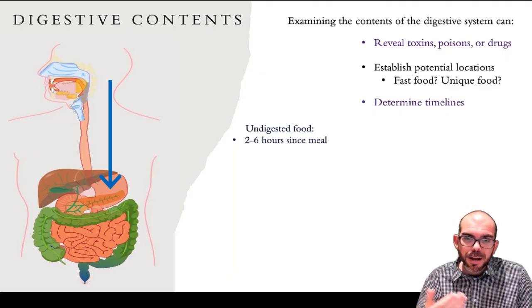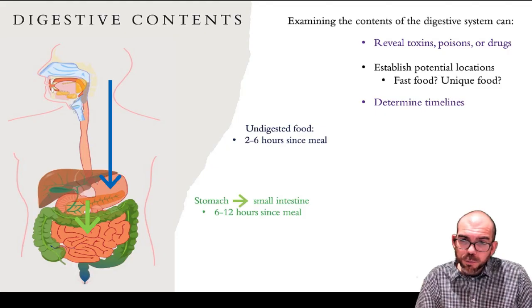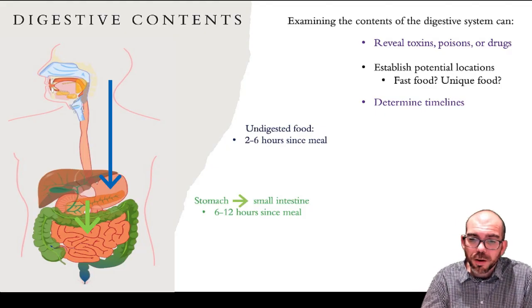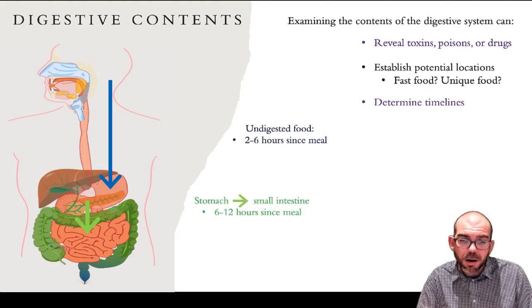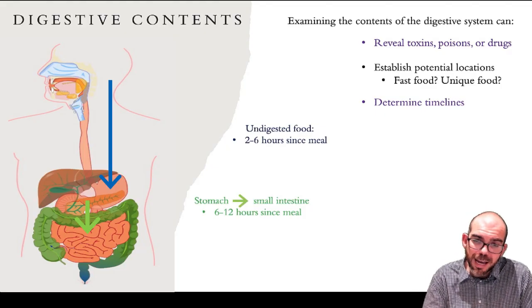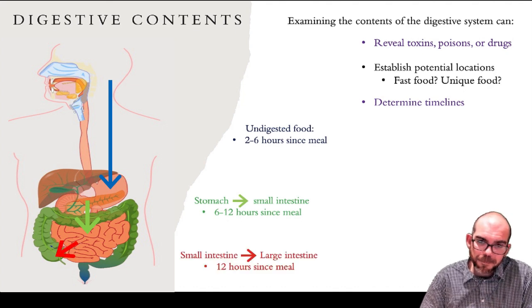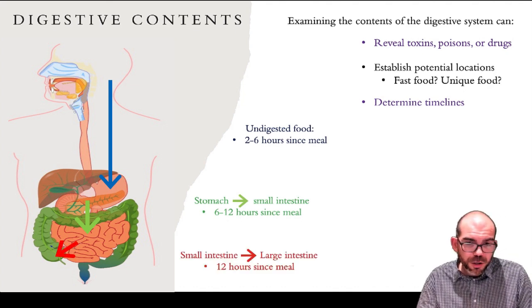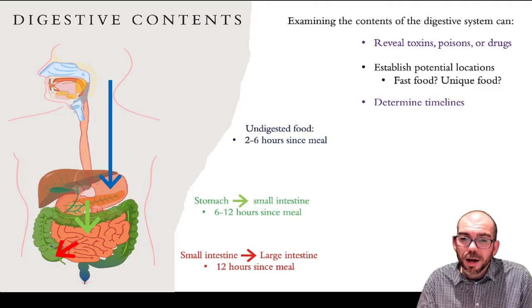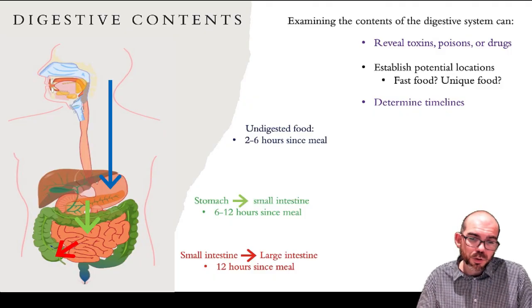Here's how. If I find any undigested food in the stomach, it is likely 2 to 6 hours since they ate that food. Going from the stomach to the small intestine, if I find any food in that small intestine, that means it's been 6 to 12 hours since that food was eaten, because that's how long that progression will take from mouth to stomach to small intestine. If I find any food in the large intestine, I know that it's been 12 hours or more since they ate the food, making up the stool that I discovered.